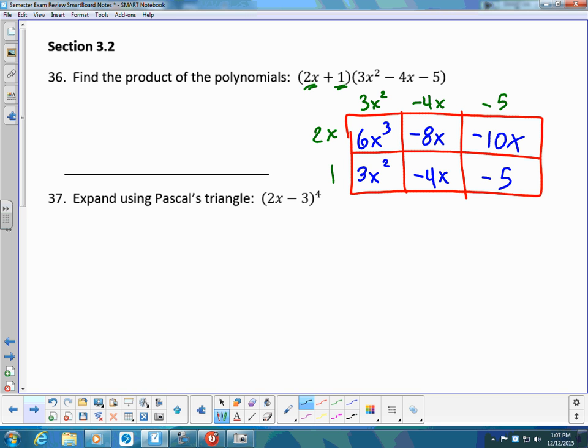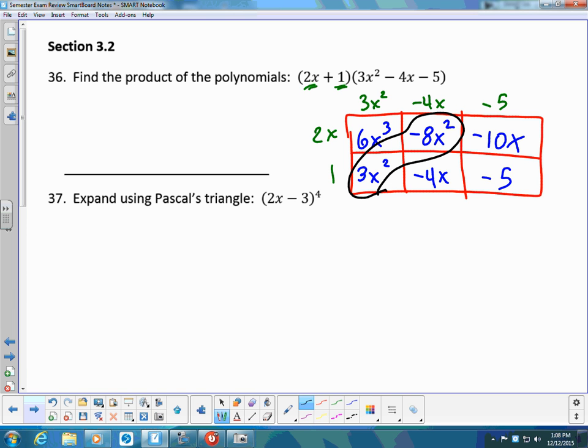So looking for like terms that we can combine, I can see that we have a problem. You all saw it, I'm sure. This is supposed to be a negative 8x squared, okay? So that clears that up. Okay, so then these need to be combined.